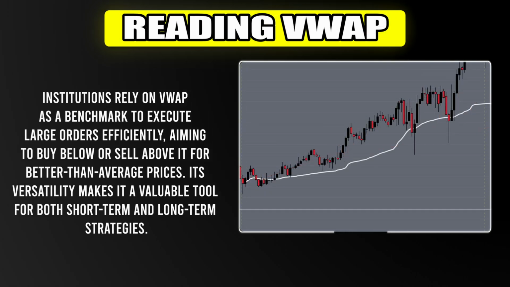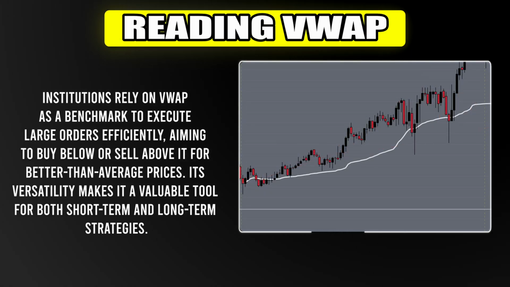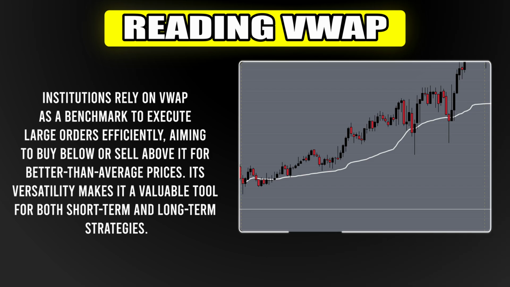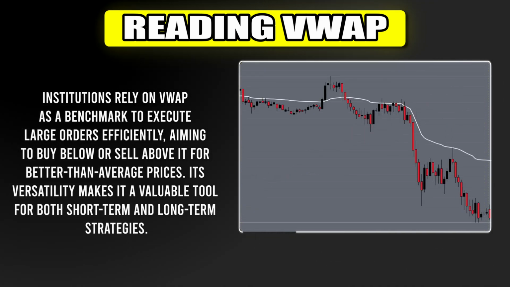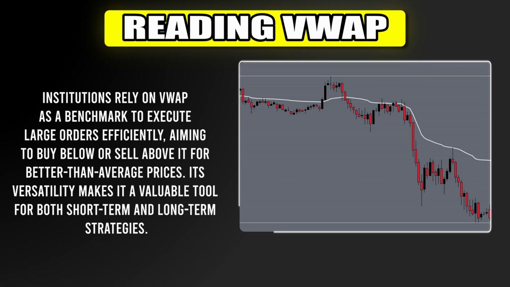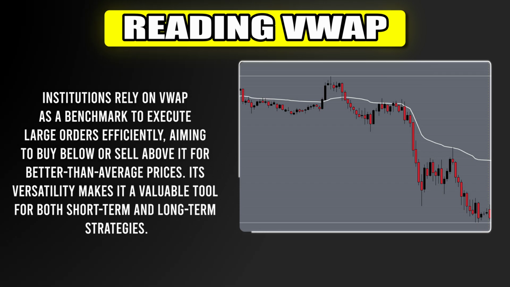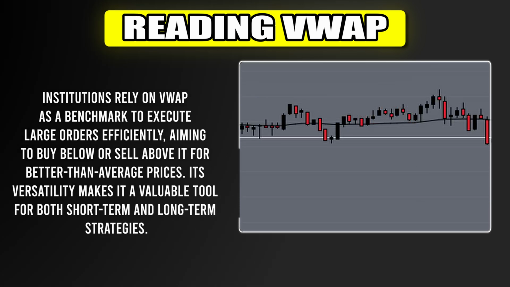VWAP makes reading structure incredibly easy. If VWAP is going up with price above VWAP, it means that we are in an uptrend. If VWAP is going down with price below it, we are in a downtrend. However, if VWAP is flat and price is chopping through VWAP, that means we're in a range.